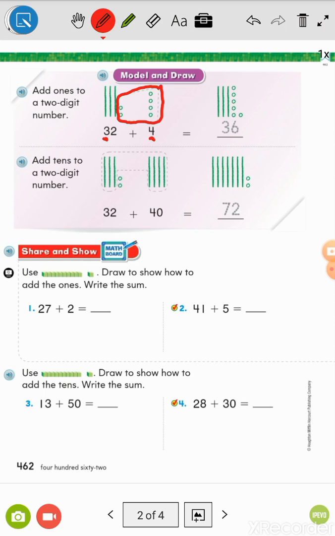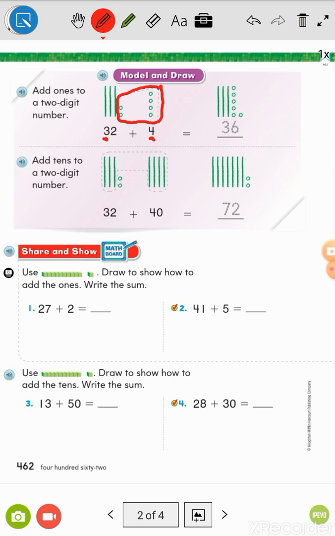Let's learn how to add tens to a two-digit number. What is the meaning of tens? It is 10, 20, 30, 40, 50, 60, and so on. To a two-digit number. Like what? Like 32. Again, we are going to draw 32 as 3 lines and 2 circles. 40, how are we going to draw 40? We have learned before that 40 is 4 lines.